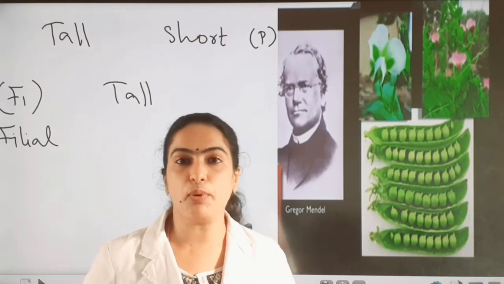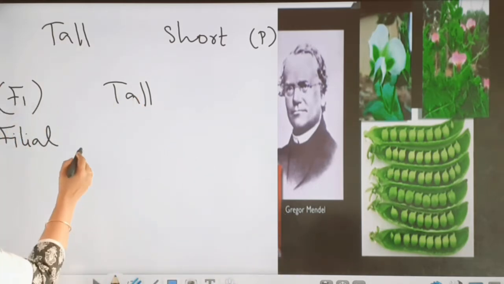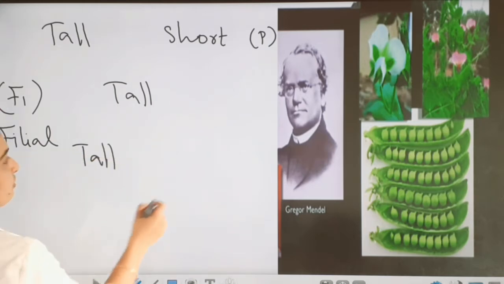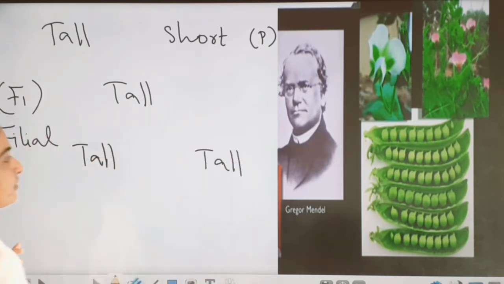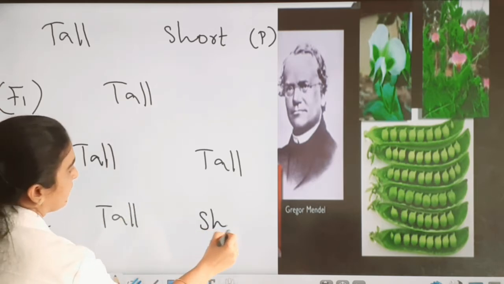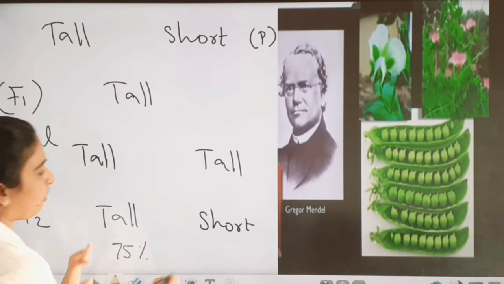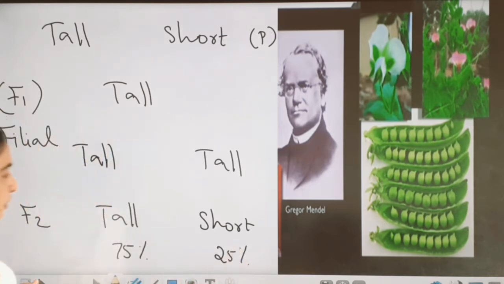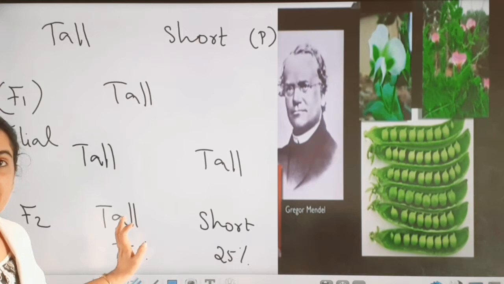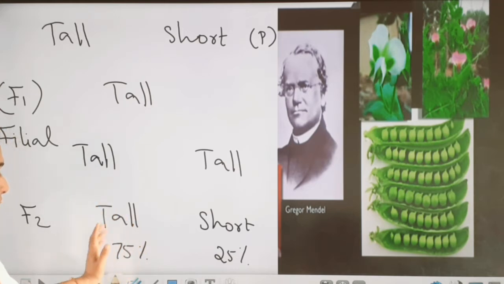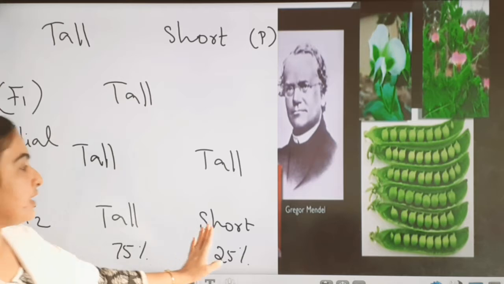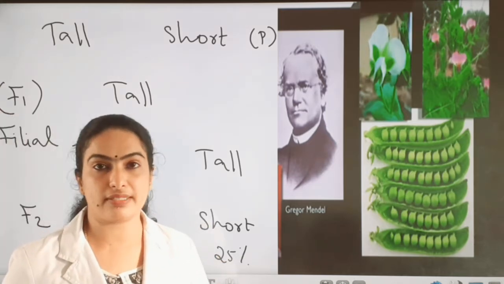And he conducted self-pollination of the same generation. So the male plant is also tall and the female plant is tall. Then in the second generation, he got tall plants and short plants. But the ratio shows variation: only 75% tall and 25% short. So not all the plants were tall.